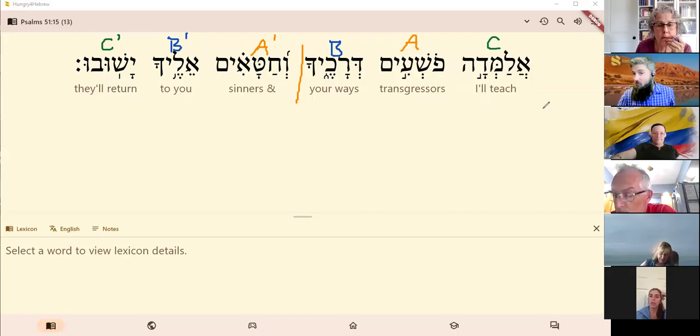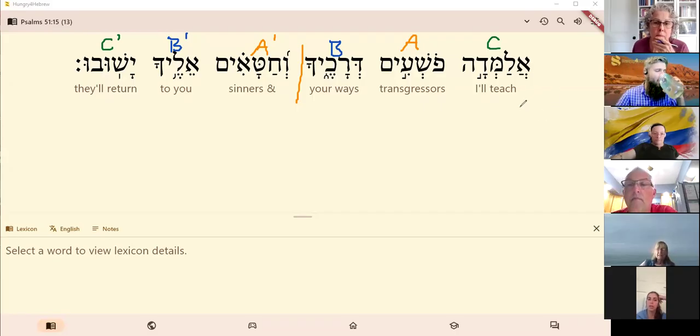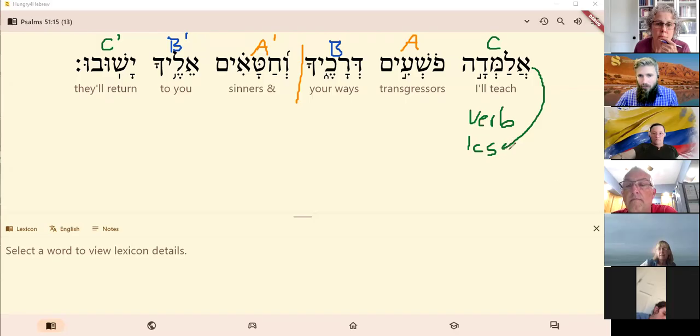Part of speech. Is it a verb, a noun, an adjective? What is this? Alamda. Verb. 1CS. All right. The aleph at the beginning says I am the subject. First person common singular, I. I'll go ahead and draw a line right there.